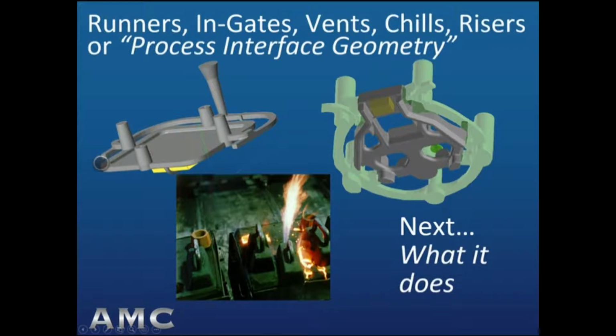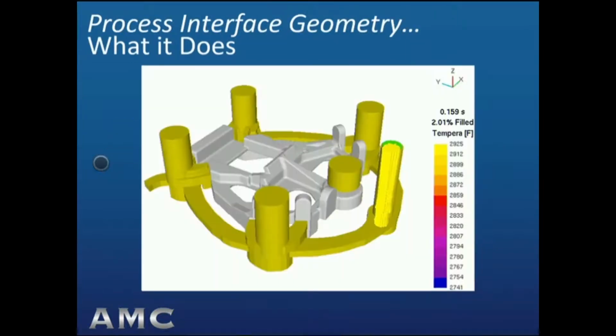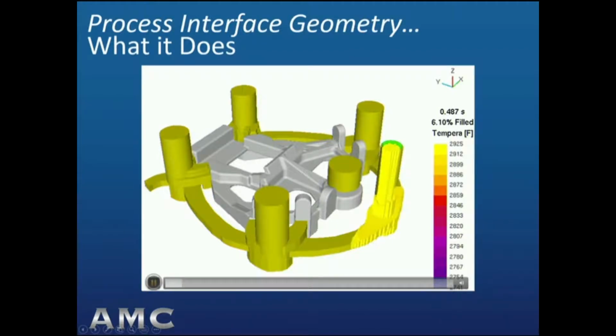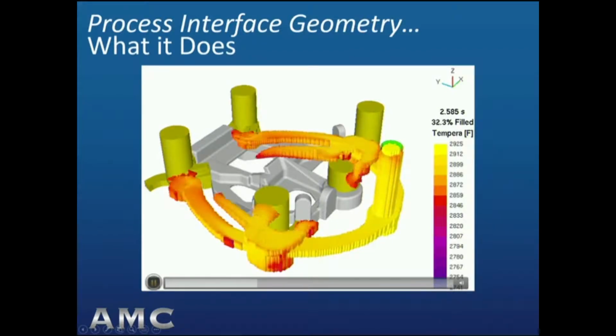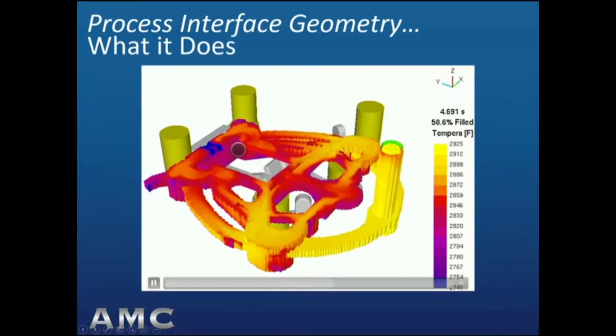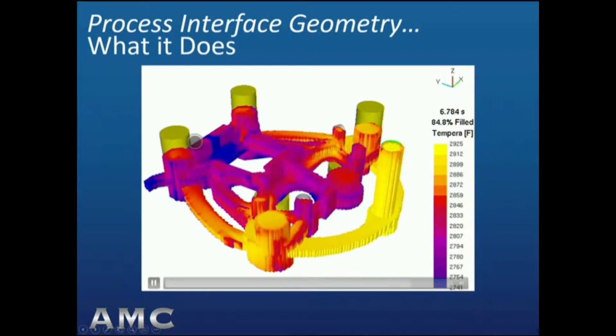Well, what does gating and risering, or process interface geometry, do? In the liquid metal delivery, you can see that the strategy is to provide primarily temperature gradients, and you can see the effect of that chill at the upper end turning blue much more quickly. Let me run it again, and I'll explain more as we watch again.